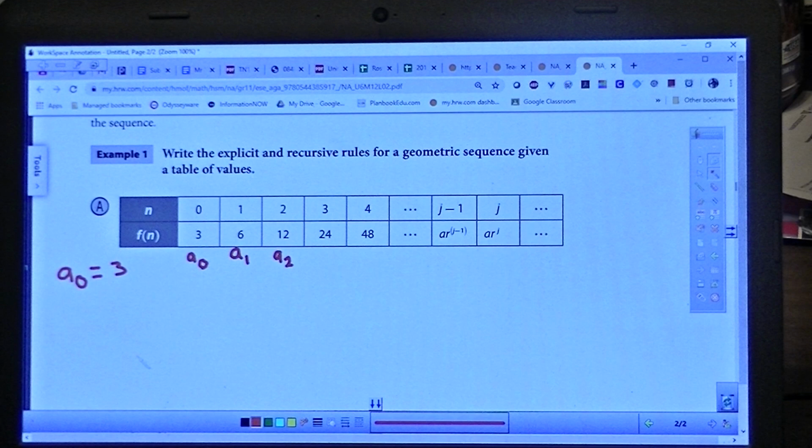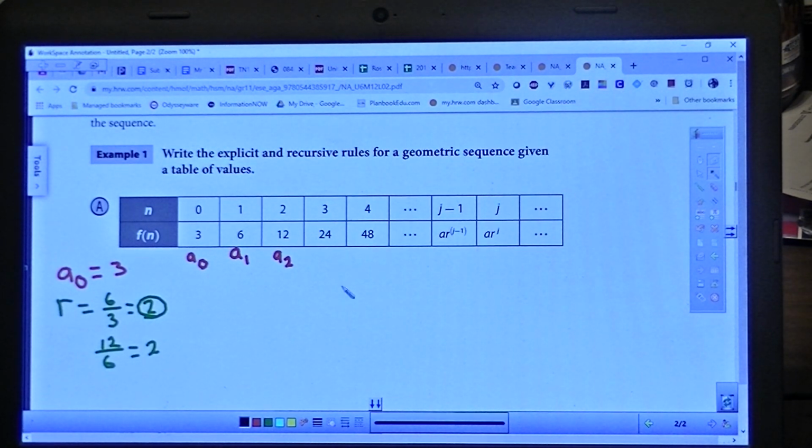But what is our r? Well, r is going to be 6 divided by 3, which is 2. But let's double check and make sure this pattern stays true. Let's see what 12 divided by 6 is. Is that also 2? Yeah. So we do have a common ratio, because these are the same. So there's our r. We always need: where do you start and what's the pattern?